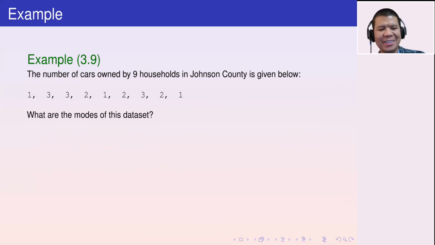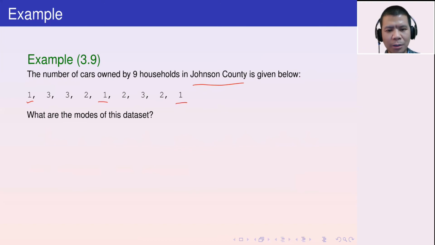Now, consider this example. The number of cars owned by 9 households in Johnson County is given below. Let's say that, all right? Some Johnson County, I do not know, okay? So what are the modes of this data set? Do we have a mode? How do you think?